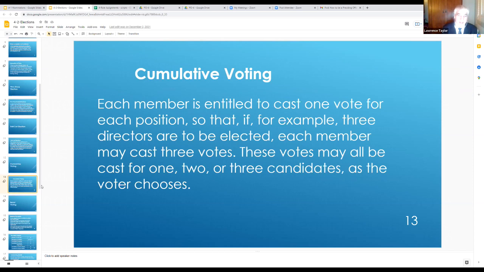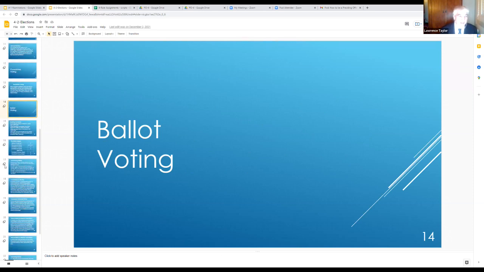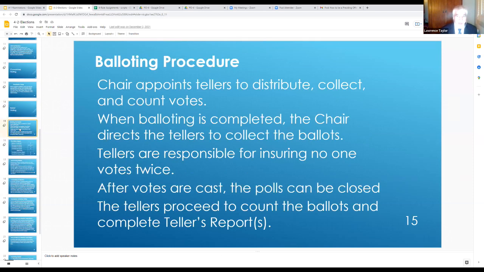Cumulative voting is where each member is entitled to cast one vote for each position, so that, for example, 3 directors are to be elected, each member may cast 3 votes. This has to be allowed for in the bylaws, but someone could cast all 3 of their votes for one candidate, or they could split their votes so that one candidate receives 2 votes and another one receives 1 vote. It's kind of a version of weighted voting. And maybe this is something that your organization might want to do, but again, it has to be allowed for in the bylaws. And then there's ballot voting, which is a very common way in which to do that.